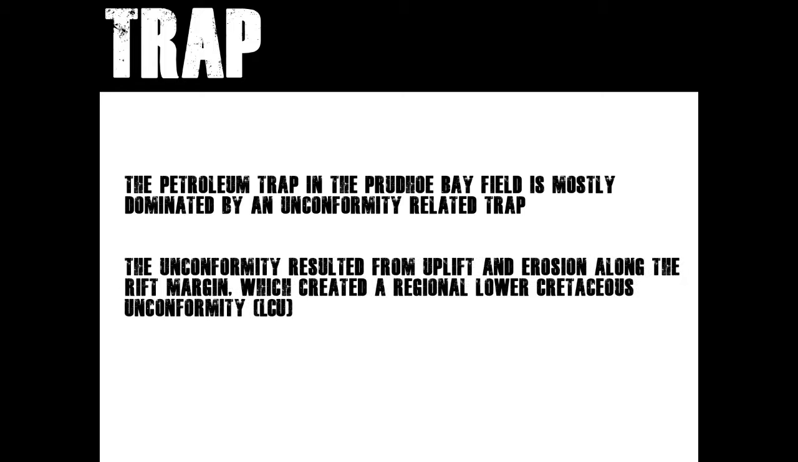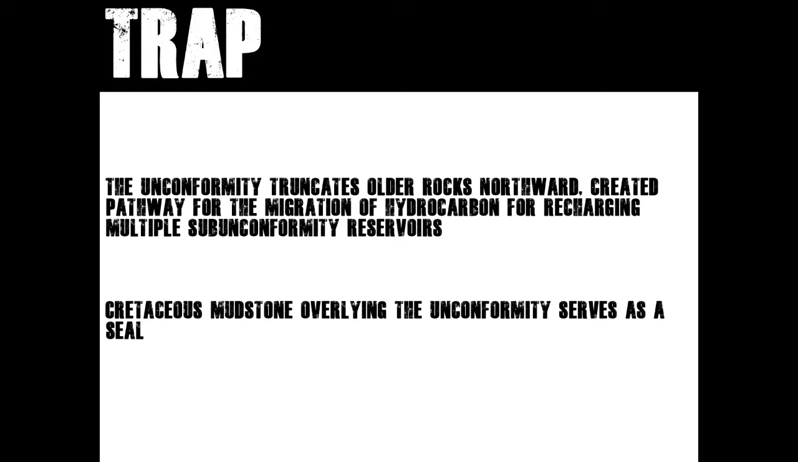The petroleum in Prudhoe Bay is largely held in place by an unconformity trap. The unconformity resulted from uplift and erosion along the rift margin, which created a regional Lower Cretaceous unconformity. The unconformity truncates older rocks to the north and created a pathway for the migration of hydrocarbons and for recharging multiple sub-unconformity reservoirs. Cretaceous mudstones overlying the unconformity serve as a seal.